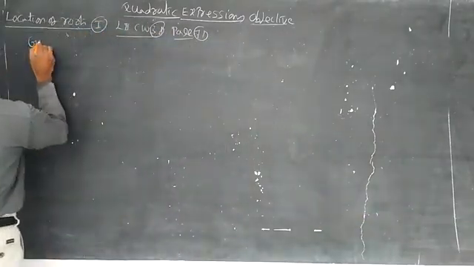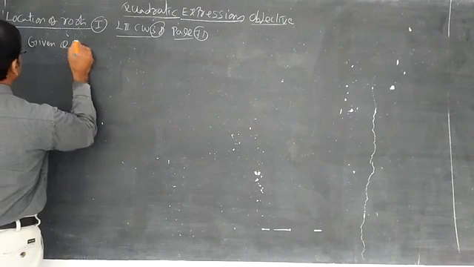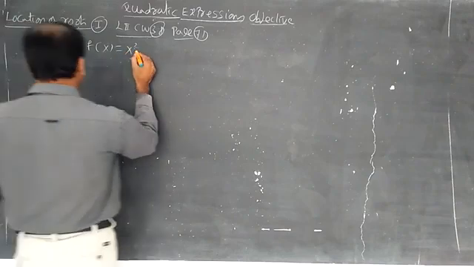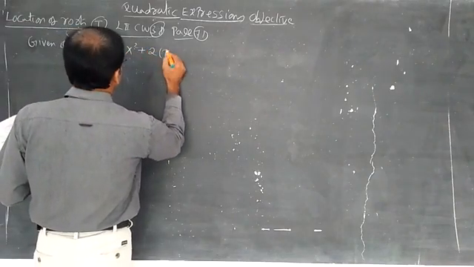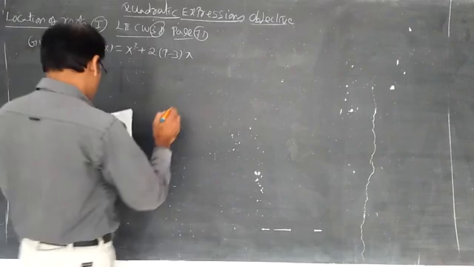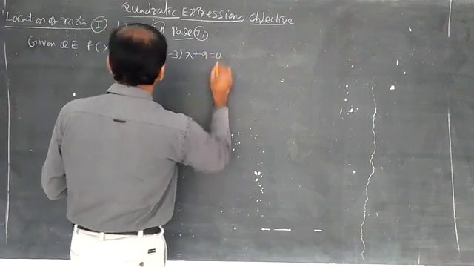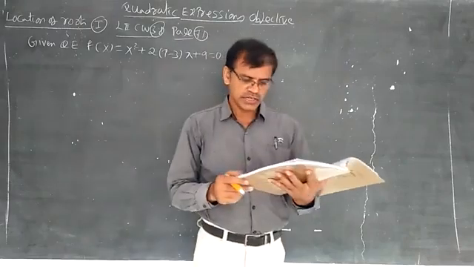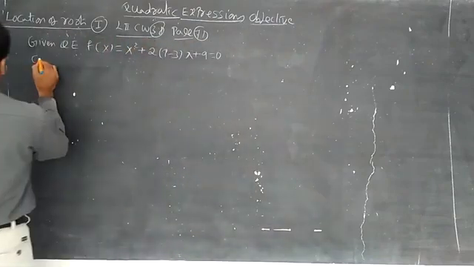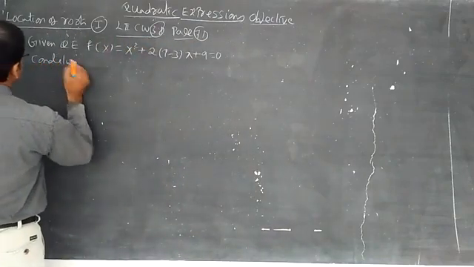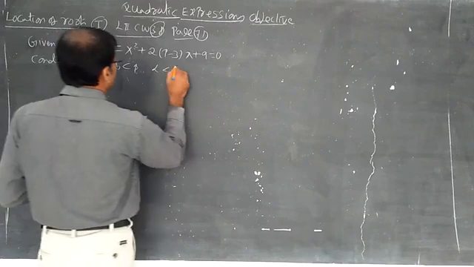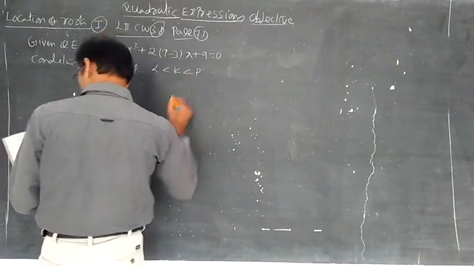Let us write the given quadratic equation: f of x is equal to x square plus 2 into p minus 3 into x plus 9 is equal to 0. The set of values for p for which 6 lies between the roots. So the condition is alpha less than 6 less than beta.